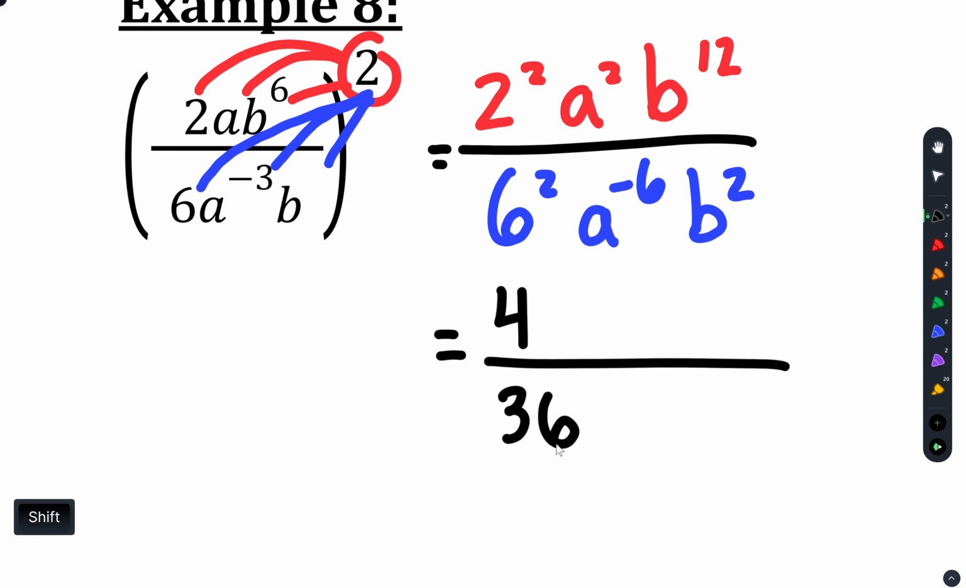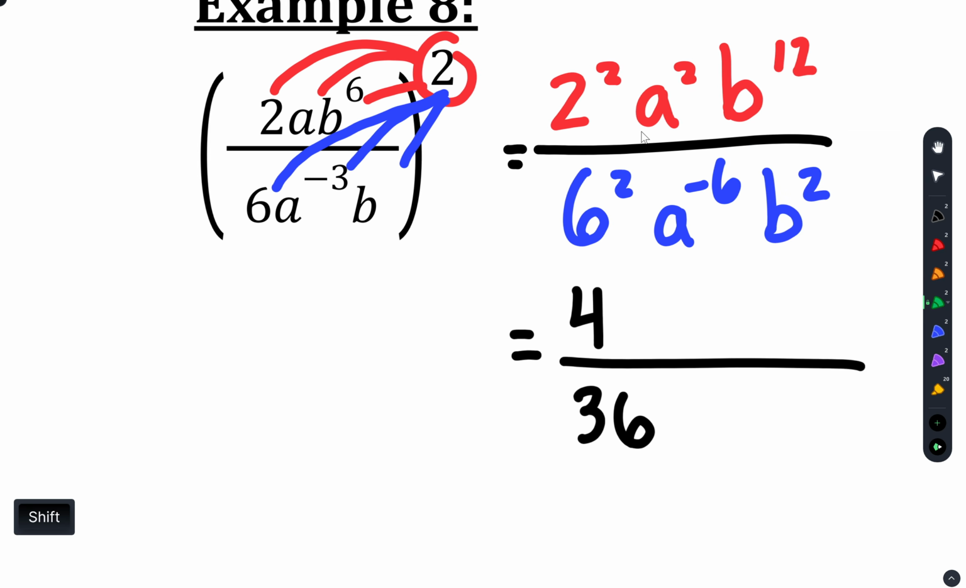Are the A's going to end up on the top or the bottom? They should go on the top, right? 2 is bigger than negative 6. So 2 minus negative 6 is 8, because I'm subtracting a negative. That's like adding. So that's A to the 8th power in the top.